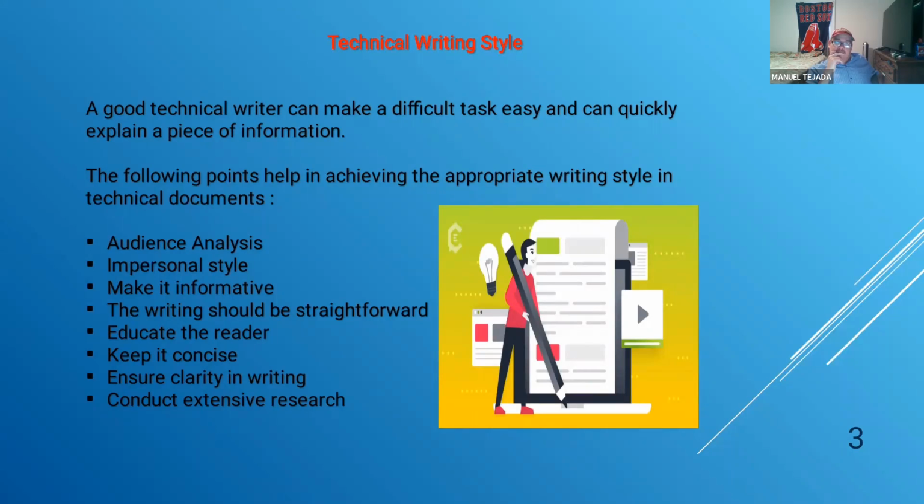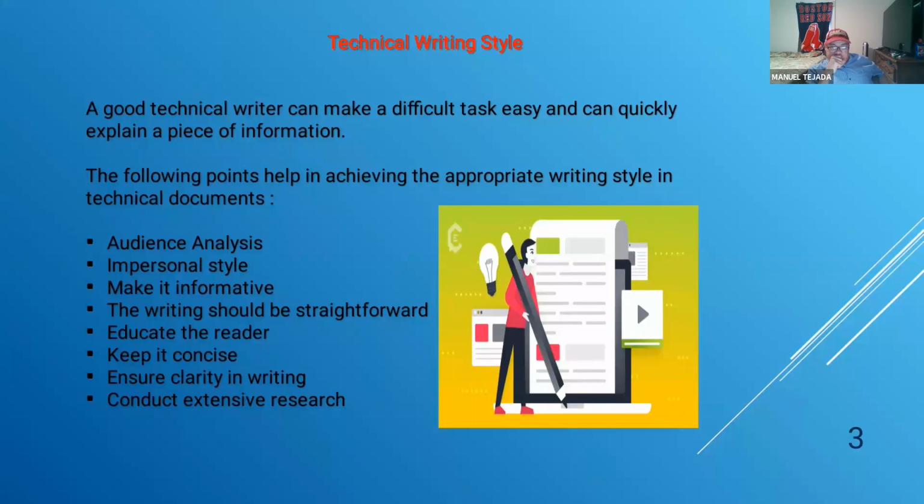That's how you educate the reader. Now the next point is very, very important. It says keep your writing concise. Technical writing should be concise. It should use only as many words as are necessary. Enough details must be provided, but there should be economy in the usage of words. Unnecessary descriptions bore the reader, so that must be avoided.